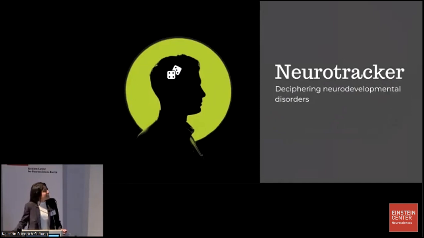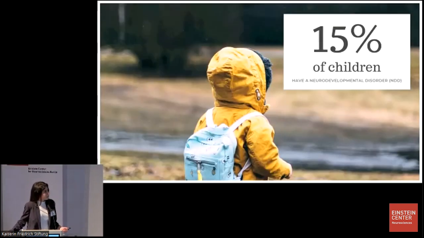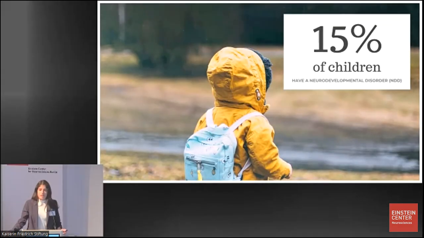Nice to be here. And I'd like to talk about our NeuroTracker project to you guys. So the aim that we're following is to get a better understanding of neurodevelopmental disorders. Currently, around 15% of all children are suffering from a neurodevelopmental disorder, which is almost every sixth child living on our planet today.